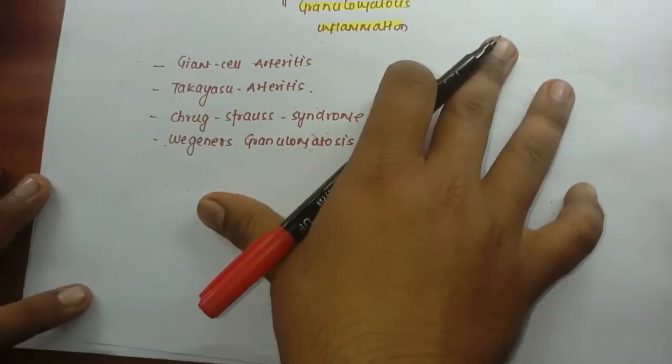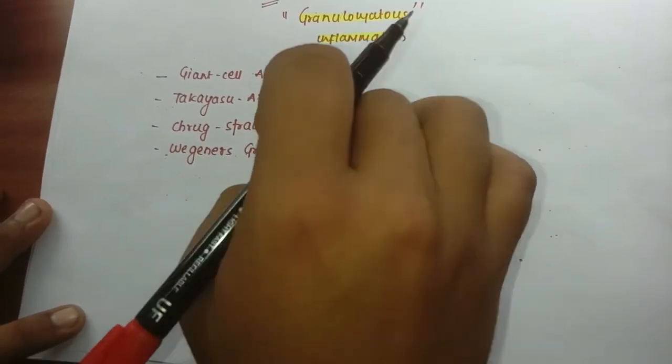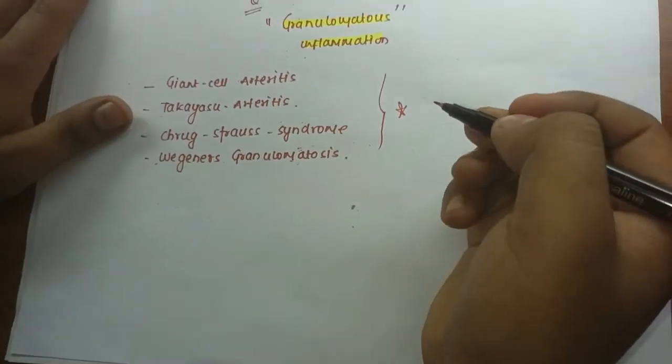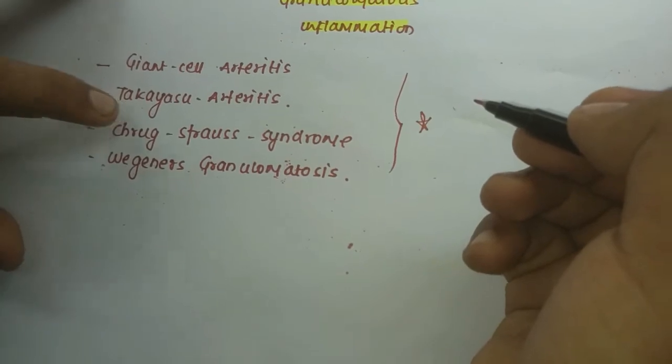A very potential MCQ: which of the following are granulomatous inflammation? These four conditions are granulomatous inflammation. You have to remember them. They are giant cell arteritis, Takayasu arteritis, Churg-Strauss syndrome and Wegener's granulomatosis.